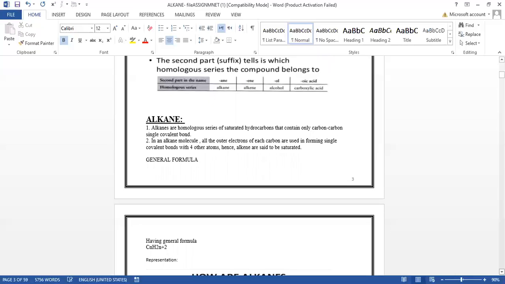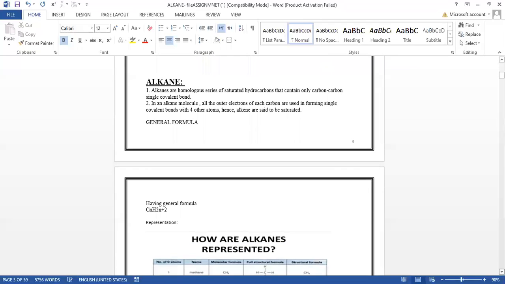So what are alkanes? Alkanes are the homologous series of saturated hydrocarbons. We should know the difference between saturated and unsaturated hydrocarbons. Saturated hydrocarbons are those which contain single bonds, while unsaturated hydrocarbons are those which contain double or triple bonds, in which saturation occurs in hydrogen. Each carbon is linked with the other carbon through a covalent bond.